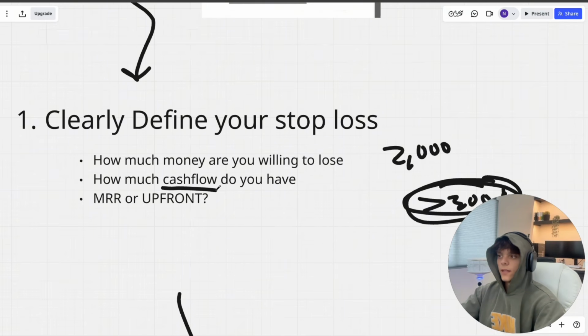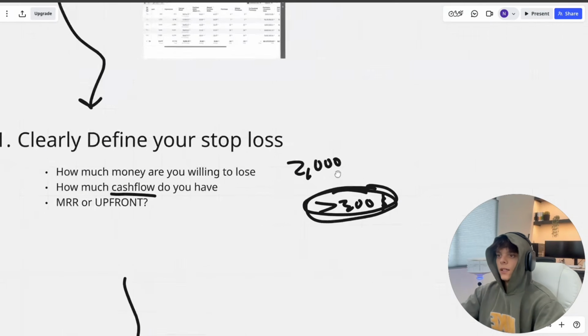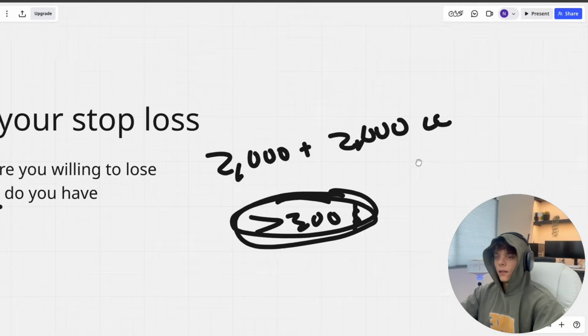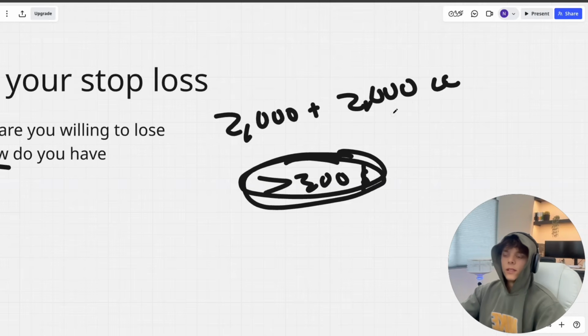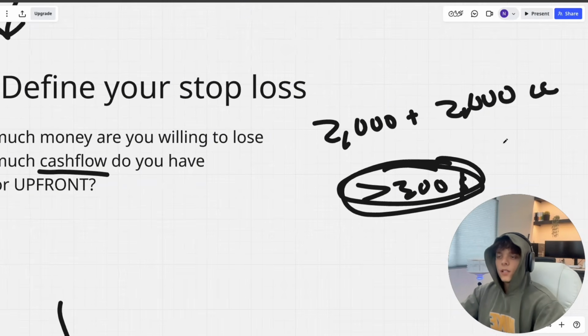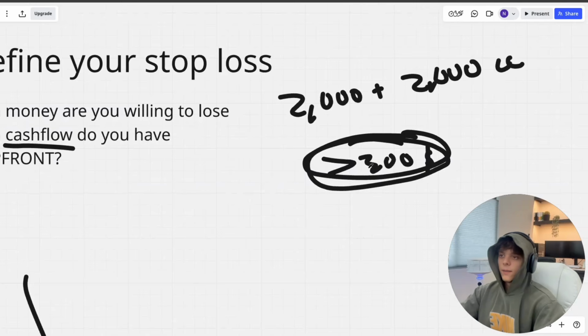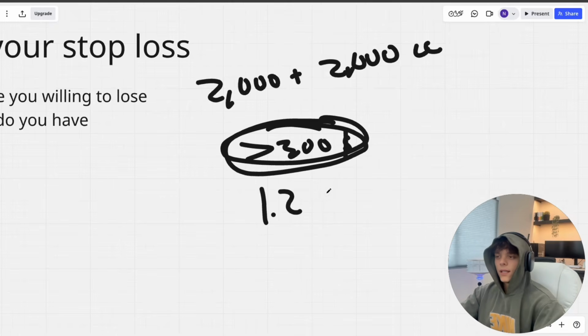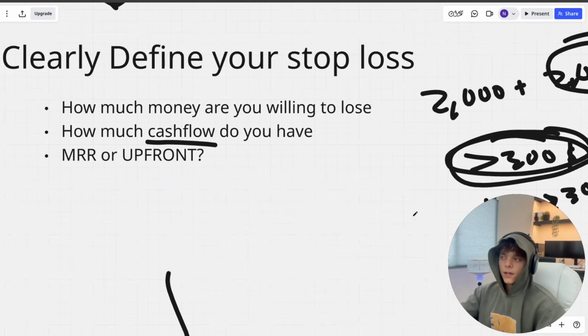Another one is, obviously, how much cash flow you have. So maybe you have $2,000 in cash, but then also you have $2,000 in credit card availability to spend, right? So that can change things a little bit. So maybe your stop loss is still 300, but let's say the product is showing some signs, maybe it's at like a 1.2 or something like that. You're willing to invest another 300 because you have this extra cash flow here, right? So that's something else you've got to keep in mind.